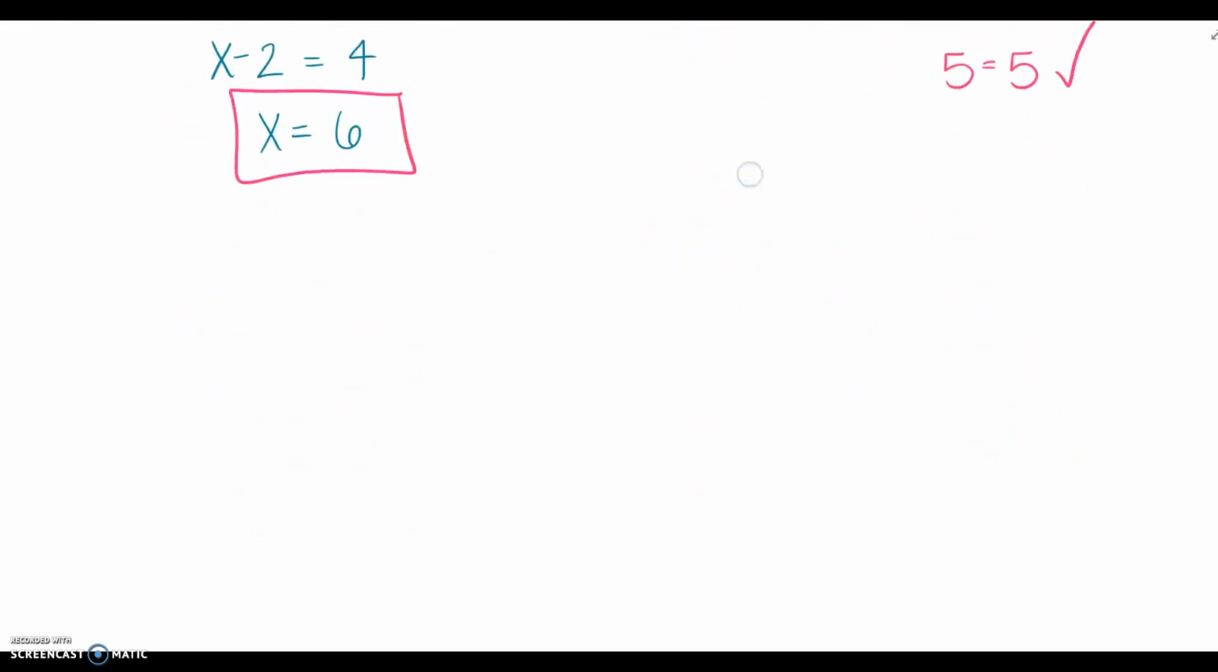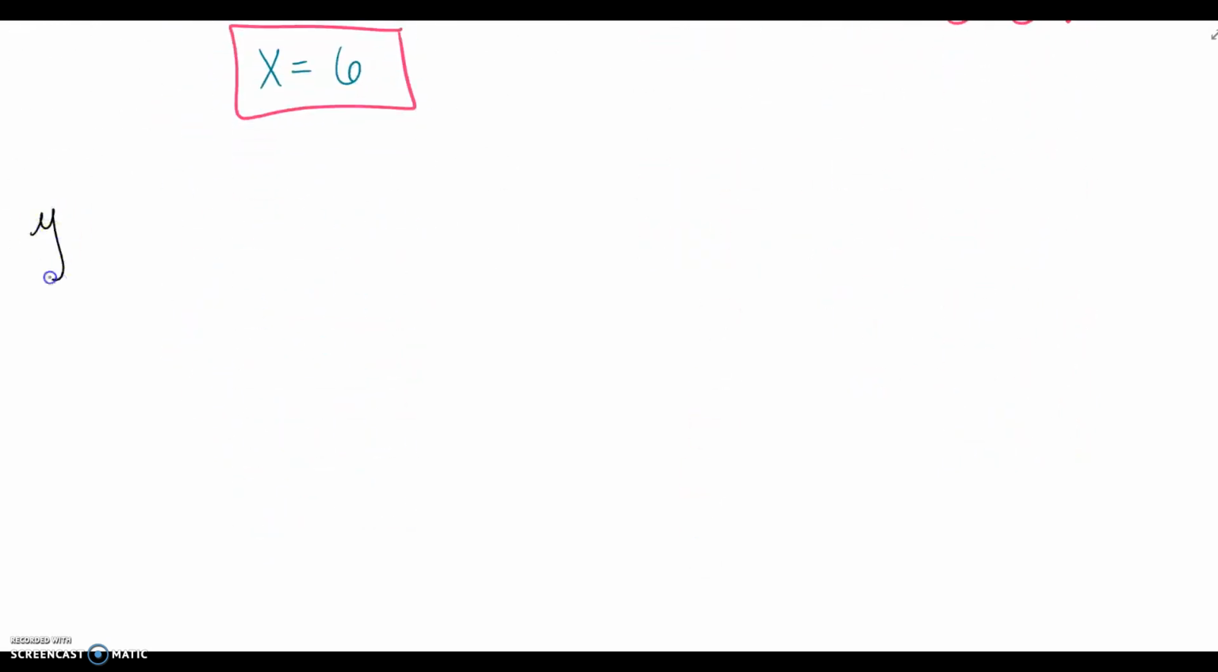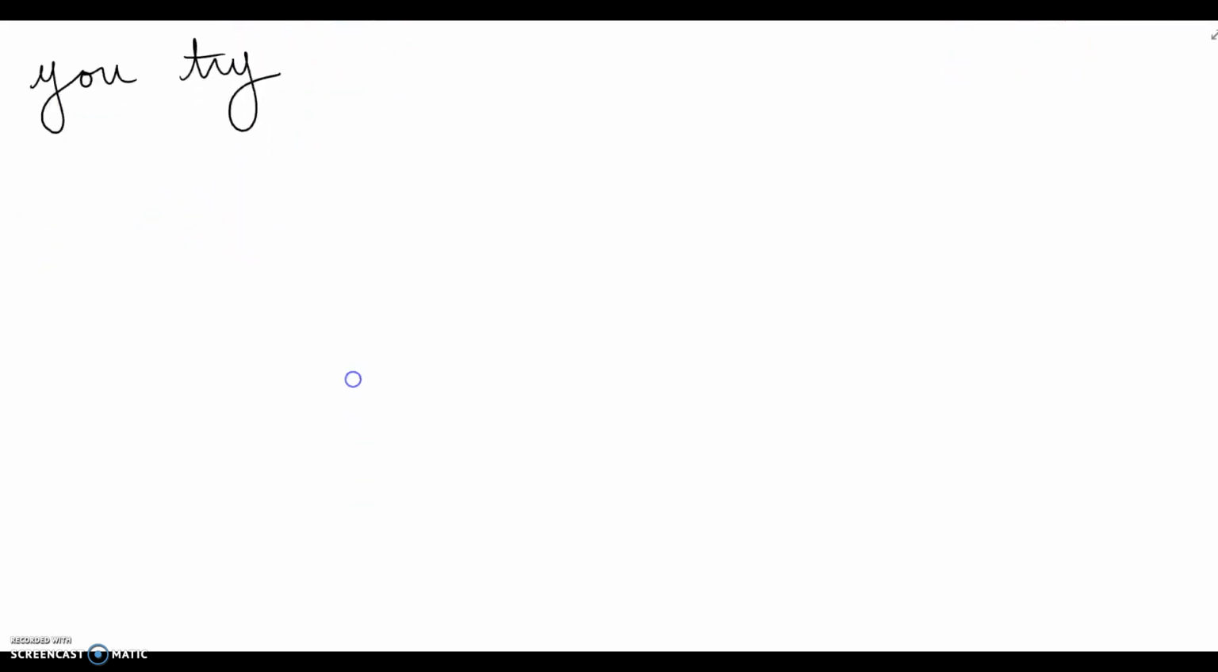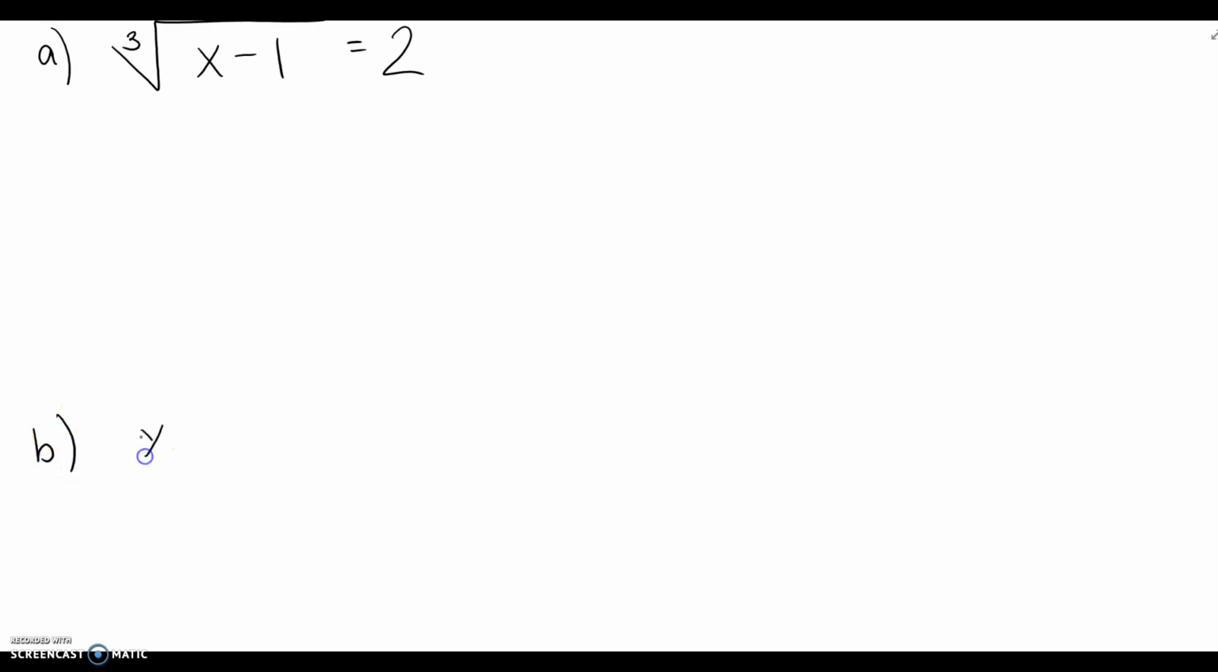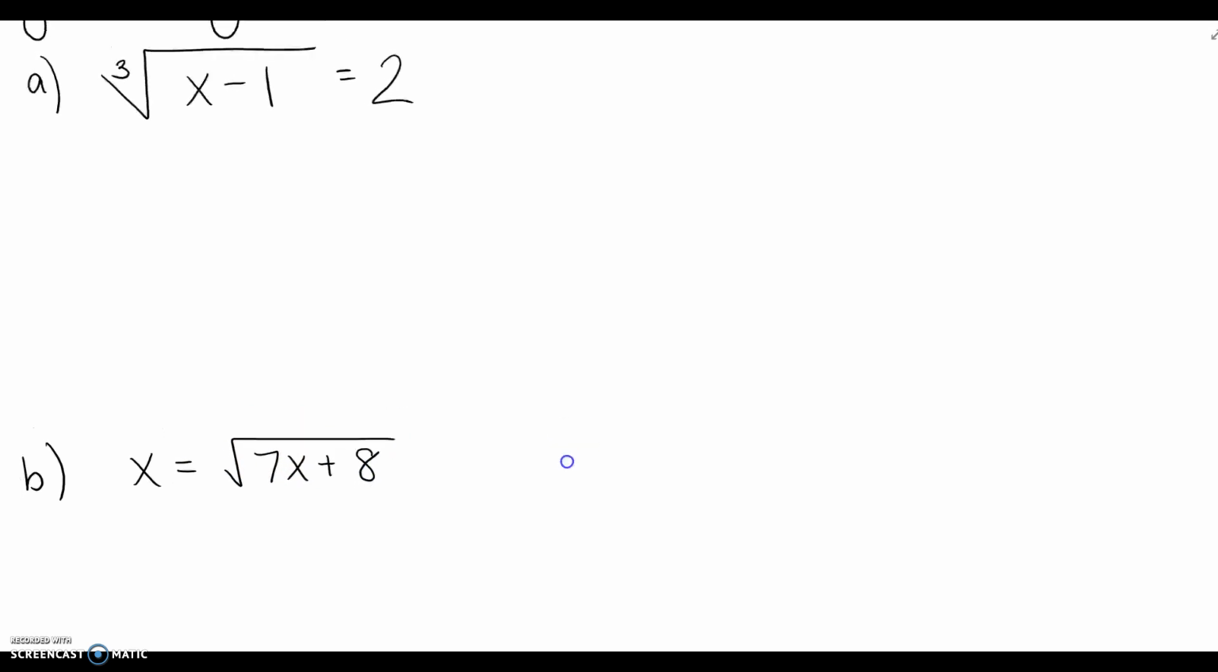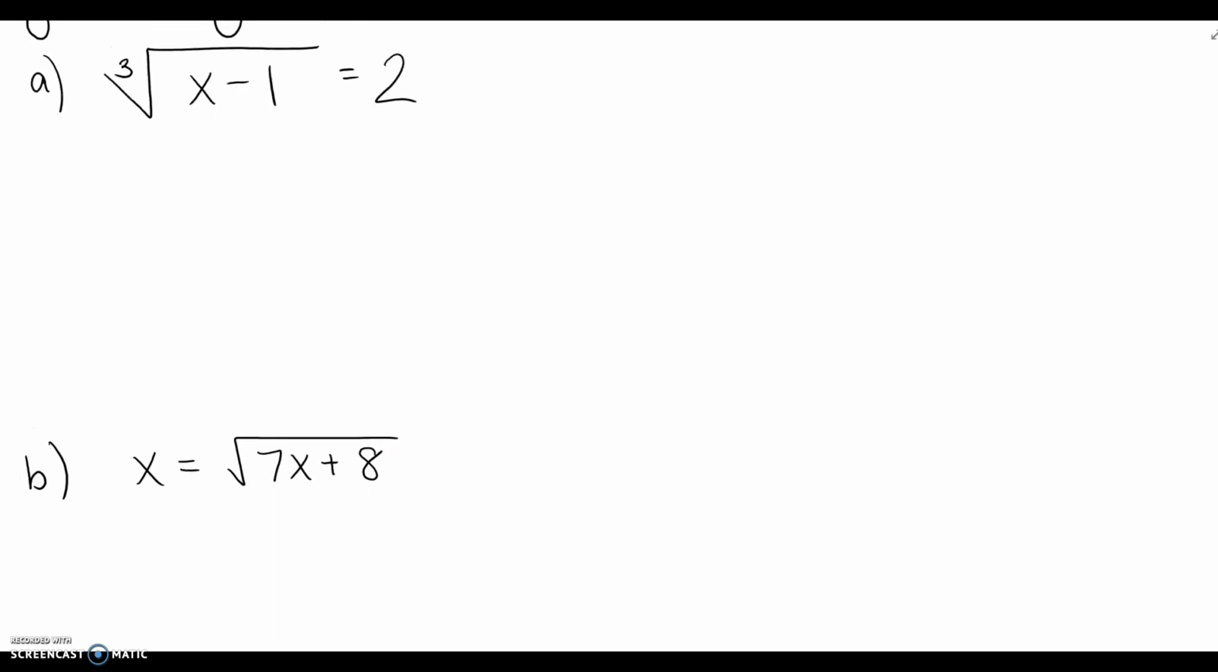So, I want you to work with your groups on this you try. I'm going to give you 2 of them. Be careful and work together. So, A, cube root of x minus 1 equals 2. B, x equals the square root of 7x plus 8. So let's pause the video and work with your groups.